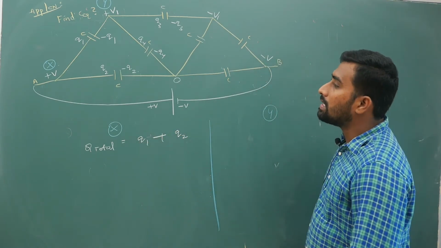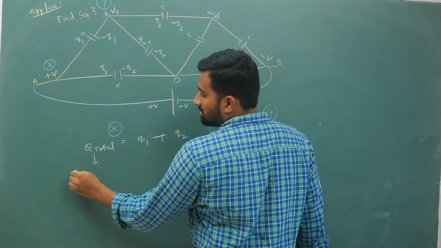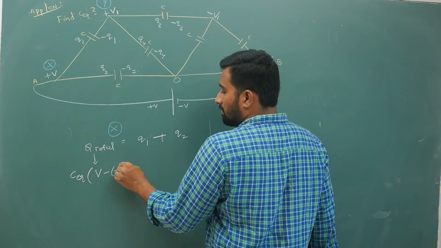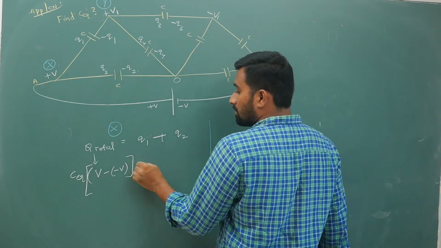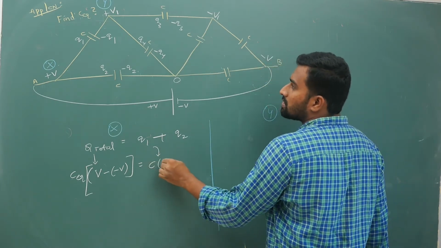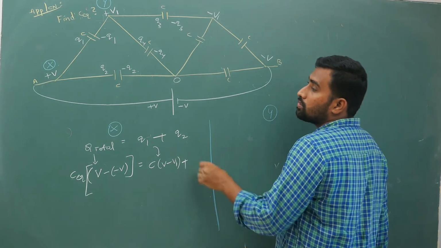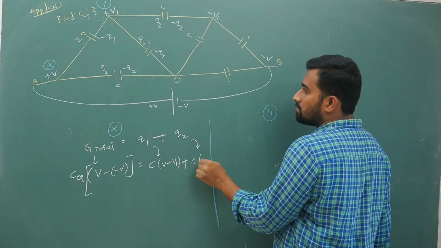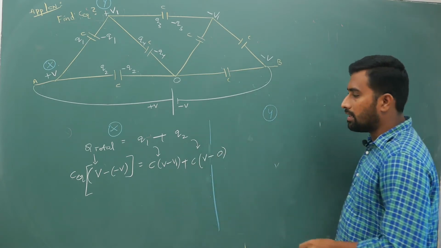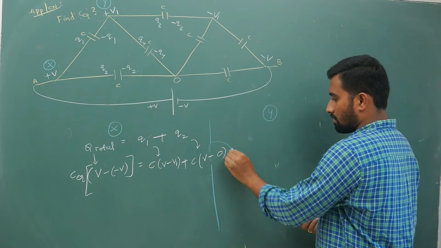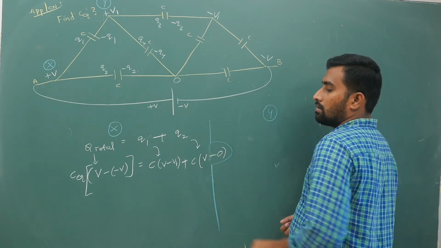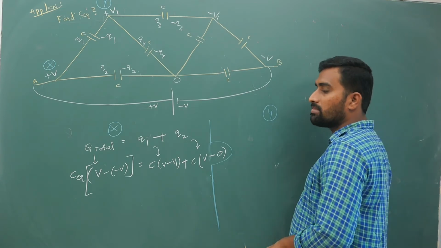So what does total charge mean? Your total charge is C equivalent times V minus of minus V. That is equal to Q1. Q1 is C times V minus V1, plus Q2. Q2 is C times V minus 0. Right? From this you have to simplify.